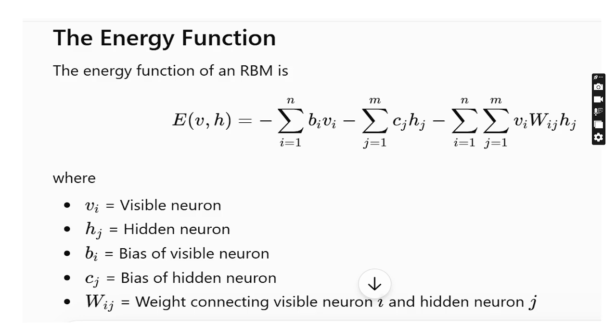So I already explained this energy function. Briefly, I have given some explanation related to Vi, Hj, Pi. Pi is a bias of the visible neuron, Cj is a bias of the hidden neuron, Wij is a weight connecting visible neuron i and hidden neuron j.